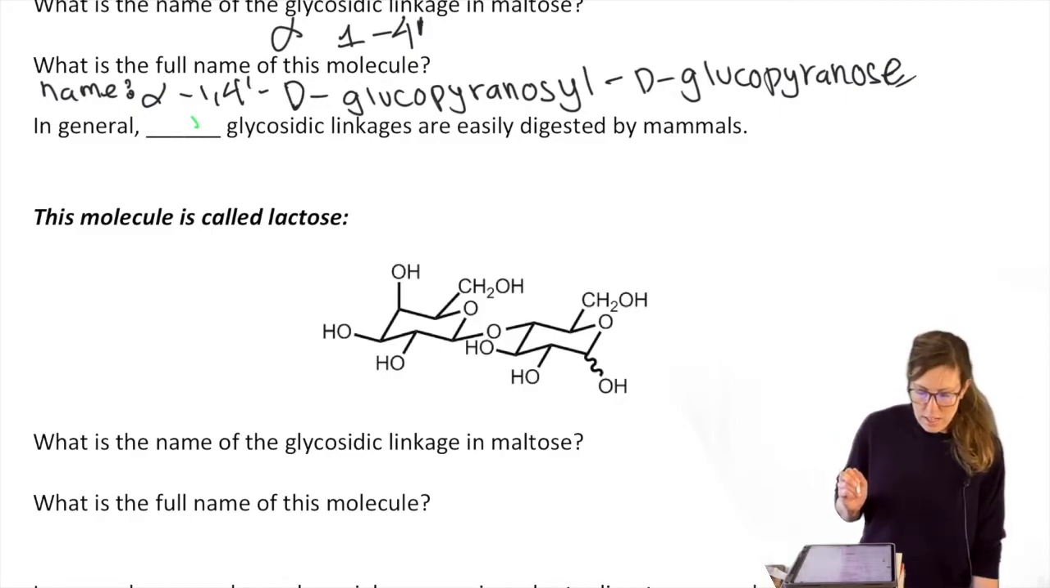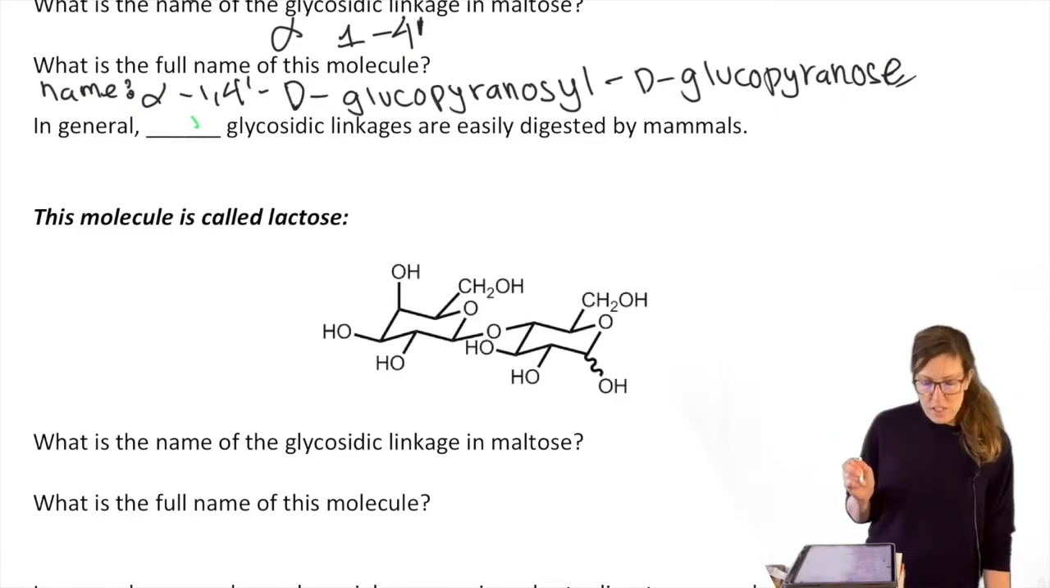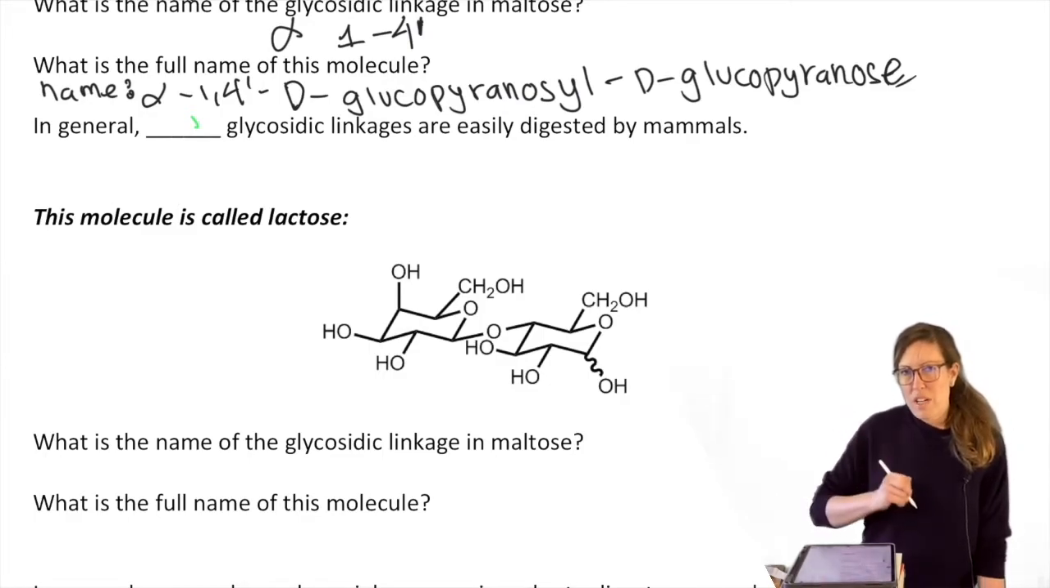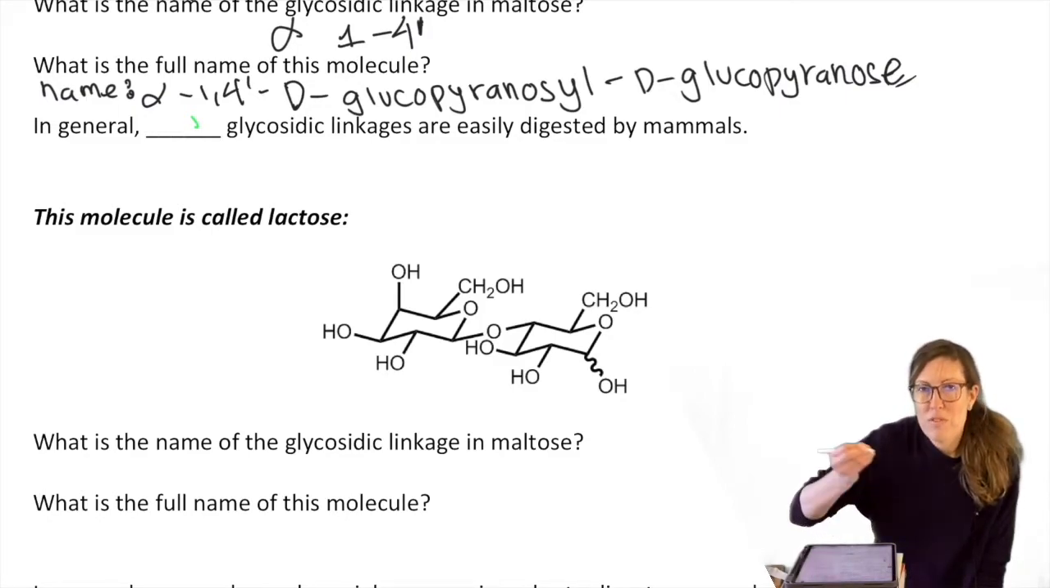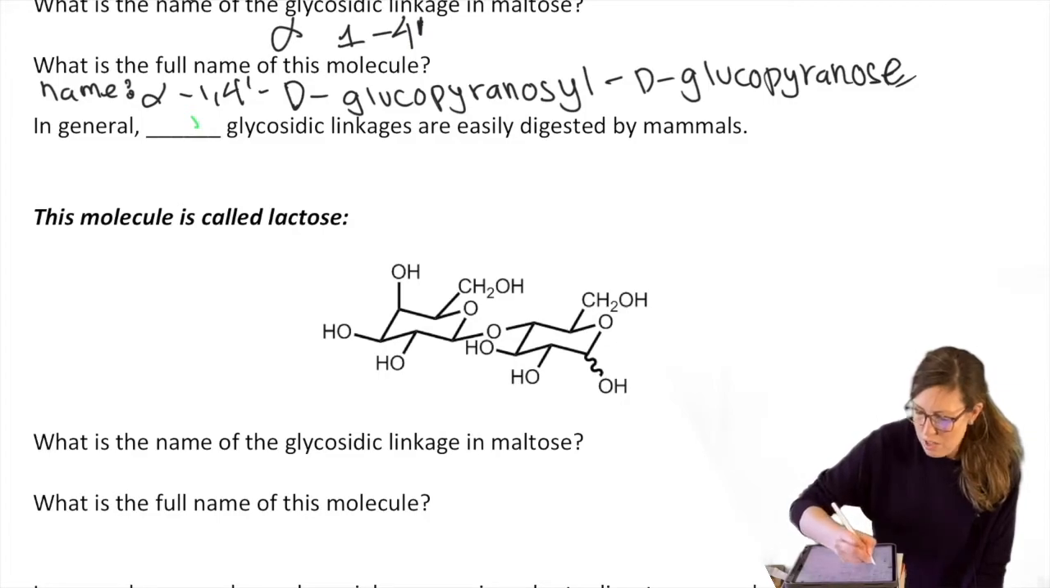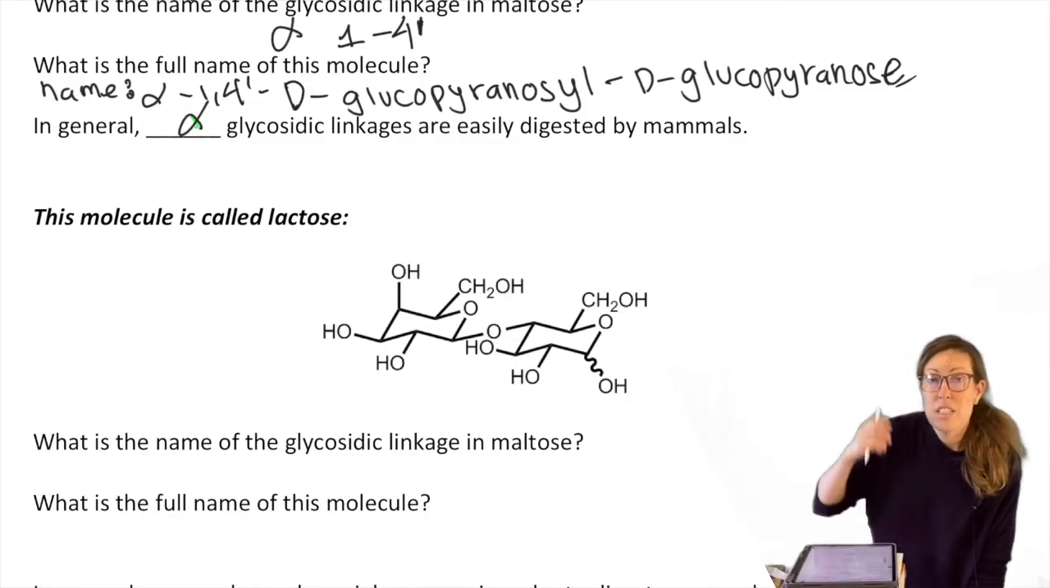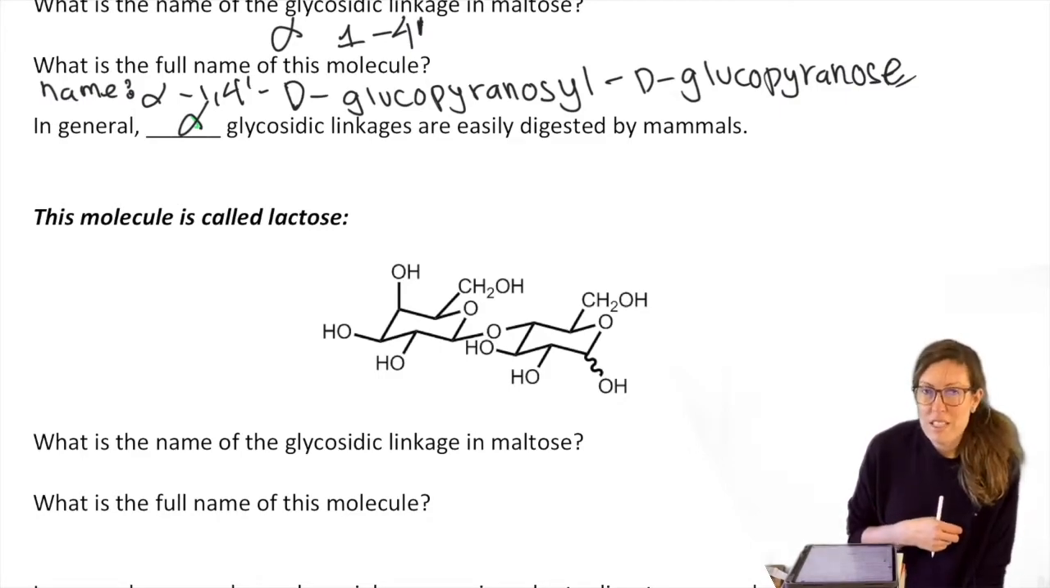Maltose is actually a sweetener. Not as common in America. I know other countries use it. It's a little less sweet than sucrose, so it's favorable for those types of sweets. But so clearly we could digest it. So alpha glycosidic linkages are something that mammals can easily digest.